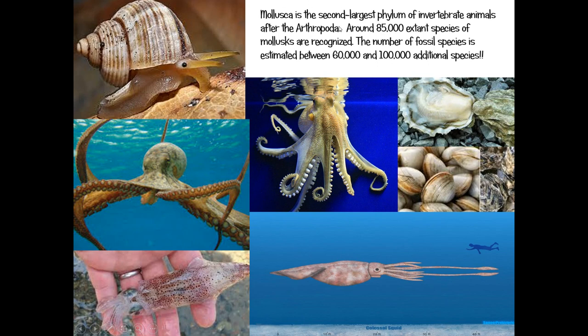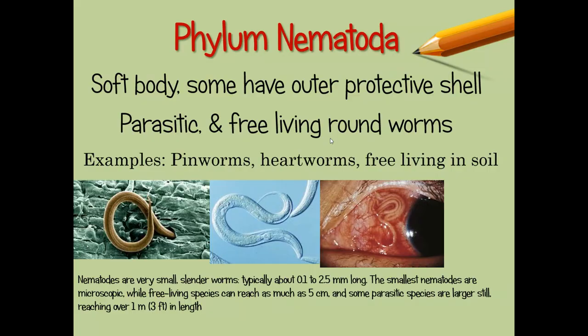All right, so there's again very large phylum. There's around 85,000 species, and then we have so many between 60 and 100,000 species in the fossil record. So these go back really, really far as well.